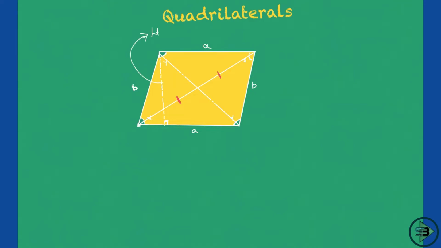So the area of this parallelogram will be nothing but base, which is A here, into height, which is H here. I'm calling it height H. That's it, base into height. You remember the area of a triangle, half into base into height. This is just base A into height H. That is the area of a parallelogram here.